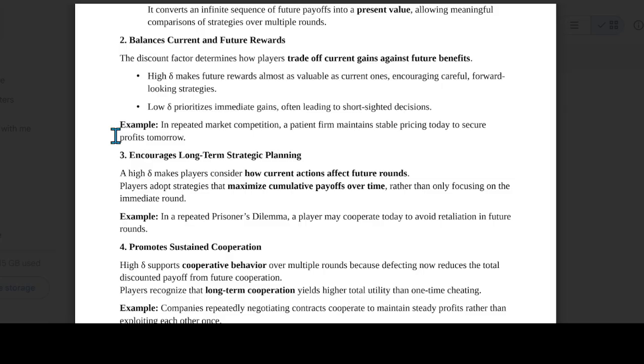Like I said, अगर high है discount factor, right, it is going to consider how current actions affect your future ones. ठीक है, if the discount factor is high, you're gonna think about how your today's actions will affect the future. You're gonna plan for many rounds, not just for one round. So basically, that is how it encourages long-term strategic planning. It adopts strategies that maximize cumulative payoffs over time rather than only focusing on the immediate round. Immediate round पे focus नहीं करता है, repeated round से focus करता है.